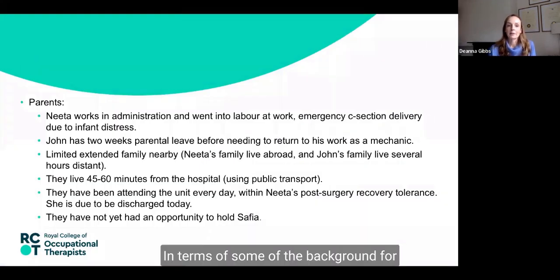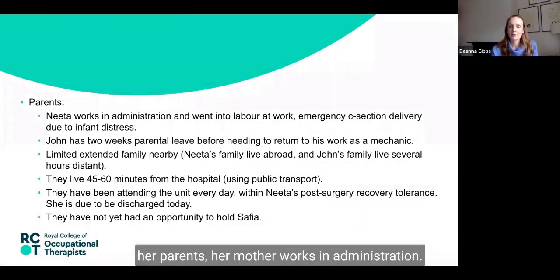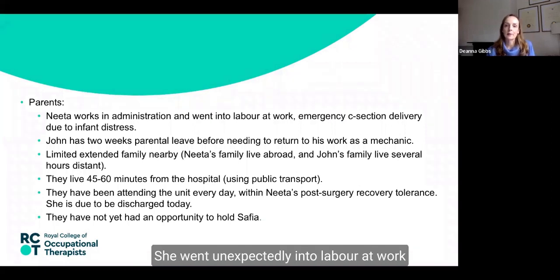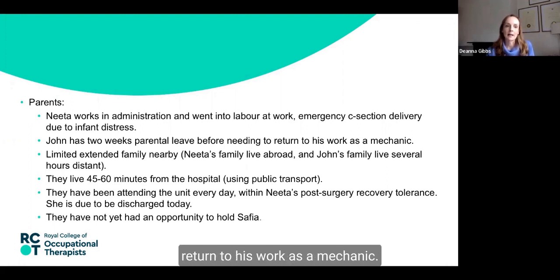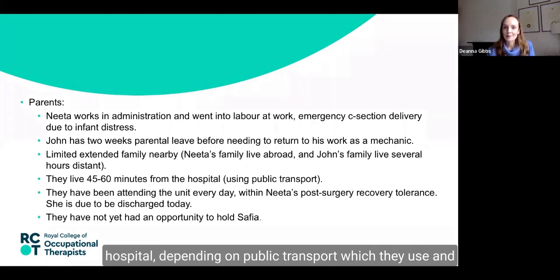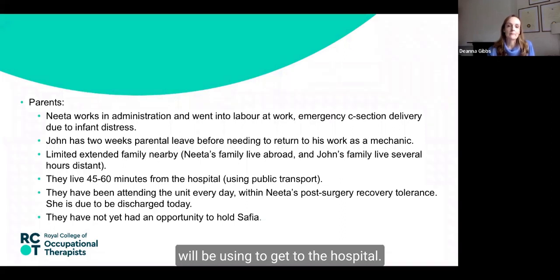In terms of some of the background for her parents, her mother works in administration. She went unexpectedly into labour at work and had an emergency C-section delivery due to Sophia's distress. John, her father, is now on 2 weeks parental leave before he'll need to return to his work as a mechanic. They have limited extended family nearby. Nita's family live abroad and John's family lives several hours distant from them. They live about 45 to 60 minutes from the hospital, depending on public transport, which they use and will be using to get to the hospital.